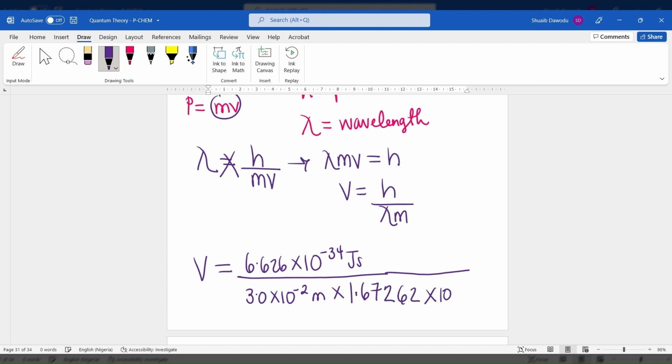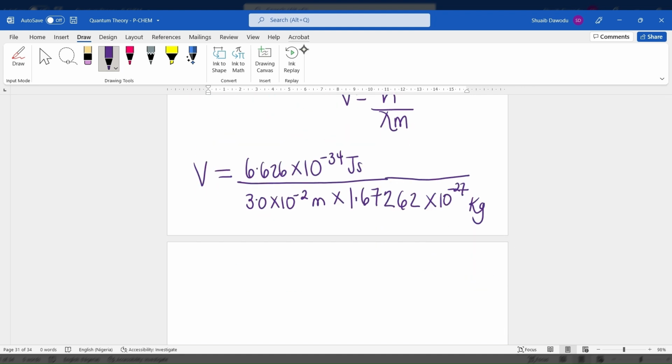1.6762 times 10 raised to the power of negative 27 kilogram. So this is basically it. Now you're going to be wondering, what is going on here? Anytime we're doing calculations, we want to make sure that we can easily cancel stuff out. We'll see here that we have joules, seconds, mass, meters, and kilogram. And you're going to be wondering, how do I even work with this information?